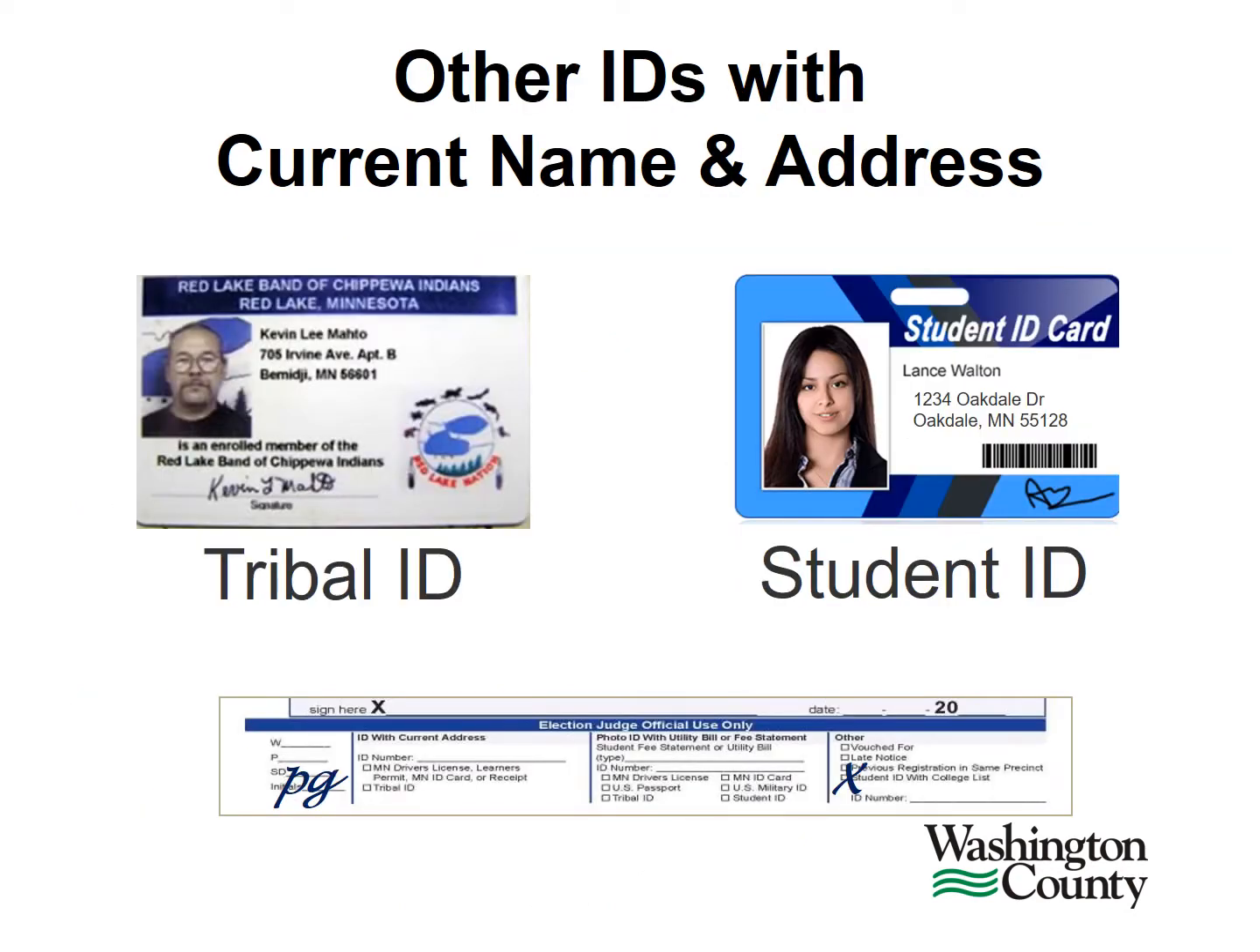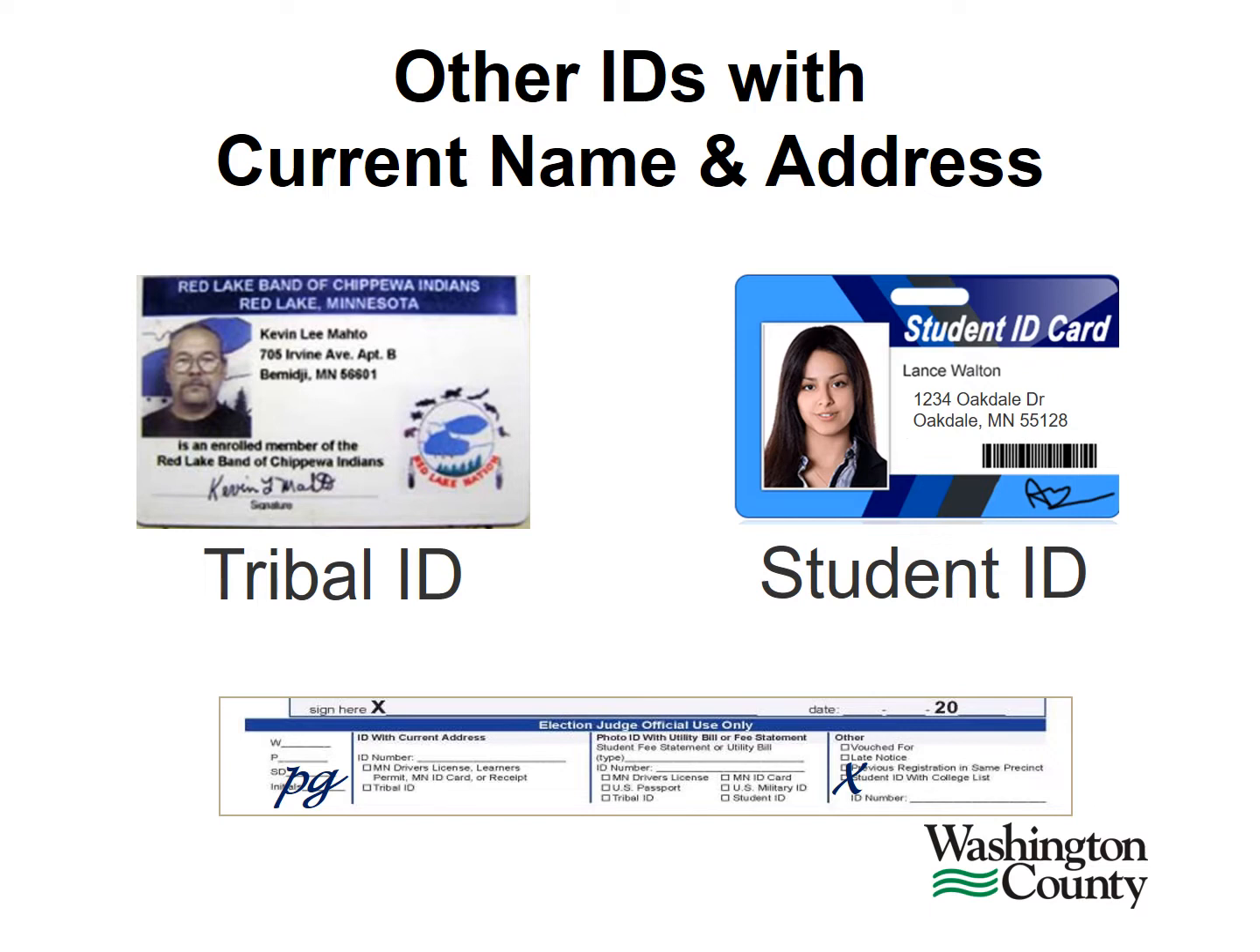A voter can use a tribal identification card with the voter's current name and their current address. In this example, the election judge in the official use only section of the EDR form would initial and then check the box tribal ID.